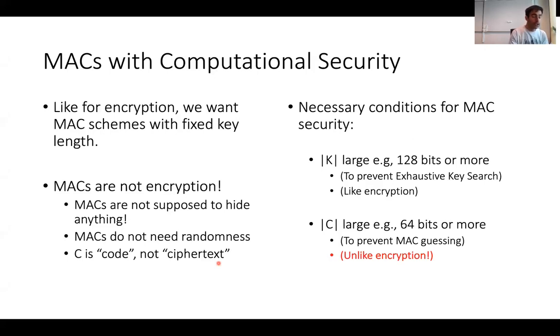The other attack, which is completely generic on any MAC scheme that we just described, is the guessing of the MAC itself. You don't need to guess the key. You just guess directly the MAC for the message you want to send. This is completely generic and even works for the unconditionally secure MAC schemes. This implies that the size of the MAC itself has to be large, like 64 bits or more, to prevent MACs from being guessed.